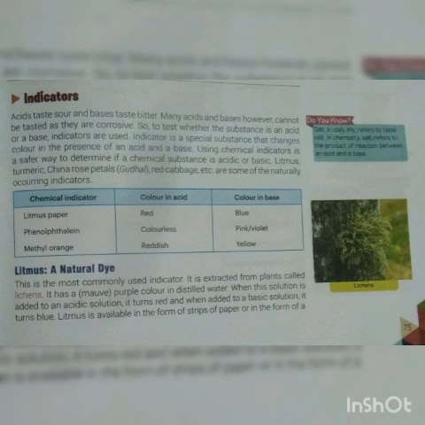See in the table, it is given as chemical indicator, color in acid, color in base. So litmus paper is an indicator which turns red when it is reacted in acid and turns blue when it is reacted in base. Similarly, there are other two chemical indicators. One is phenolphthalein, which turns colorless in acid and changes into pink or violet in base. Okay. Similarly, methyl orange, the color in acid is reddish and the color in base is yellow, students.